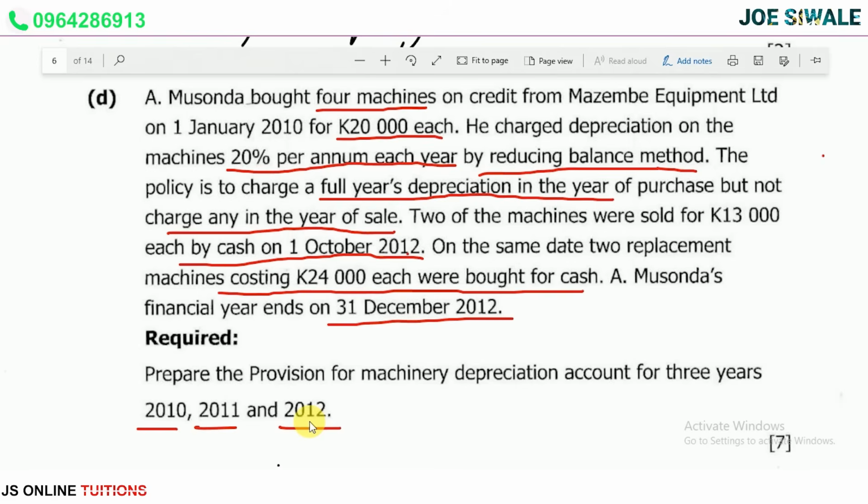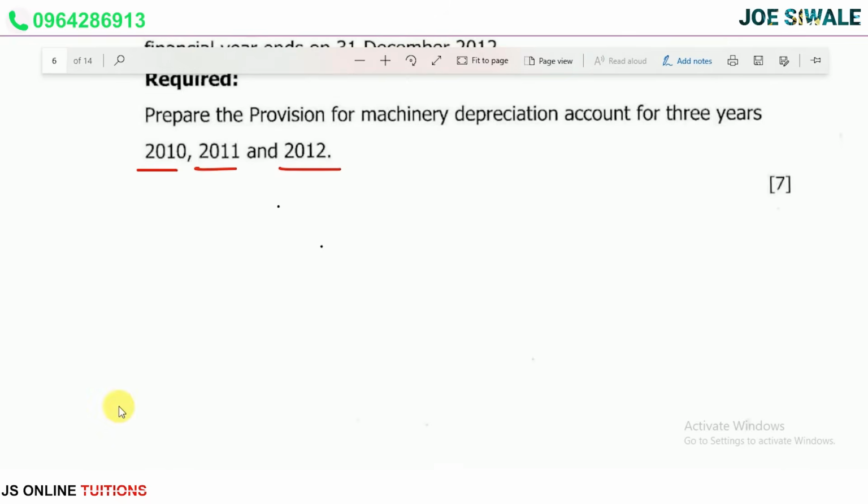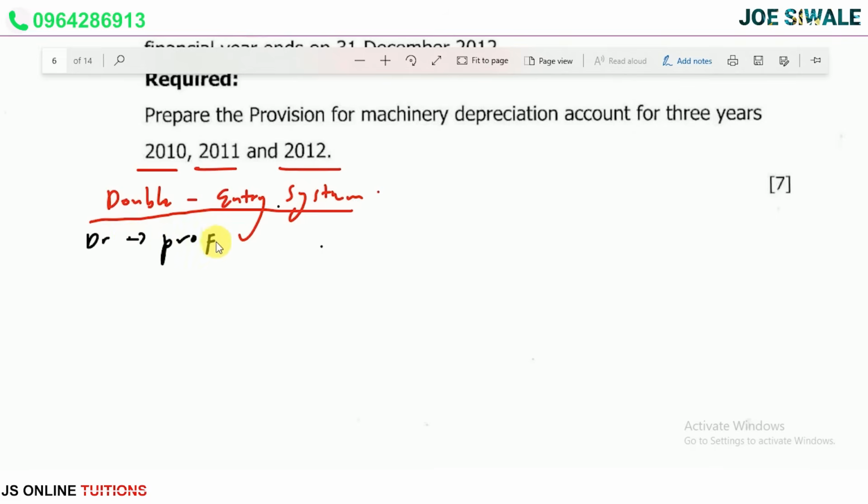Before we prepare that, let us look at the double entry system of depreciation. For the double entry system for depreciation, you debit your profit and loss and you credit the provision for depreciation account. So that's the double entry system for depreciation.